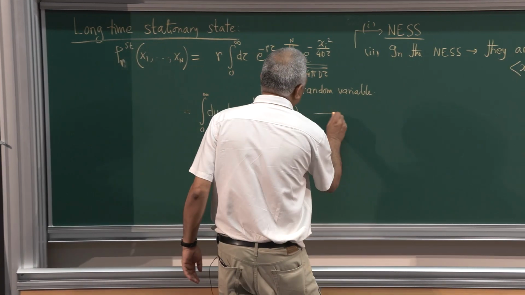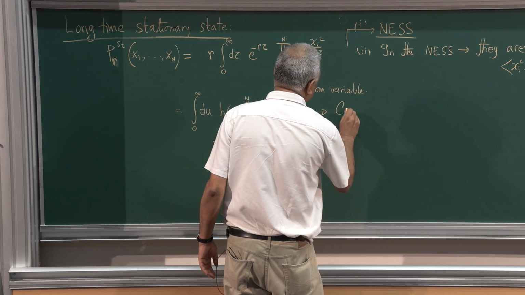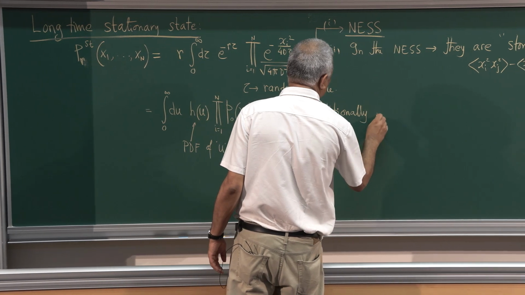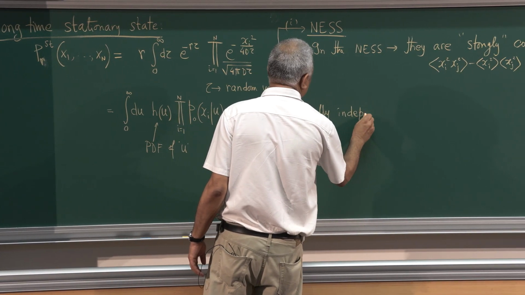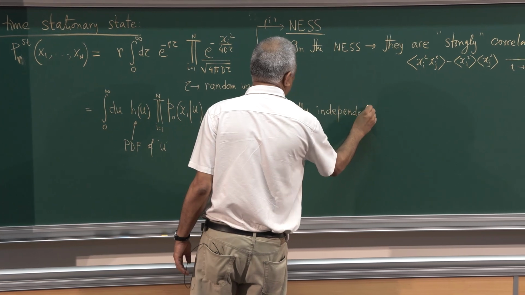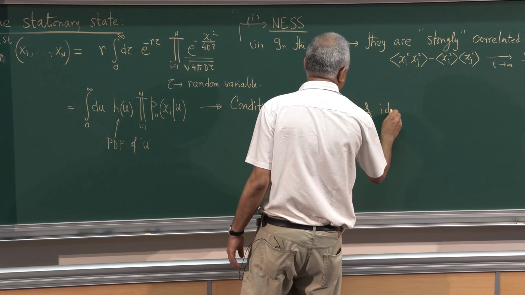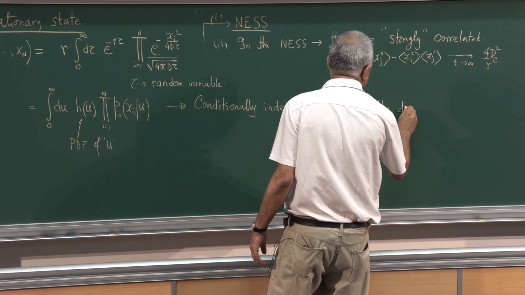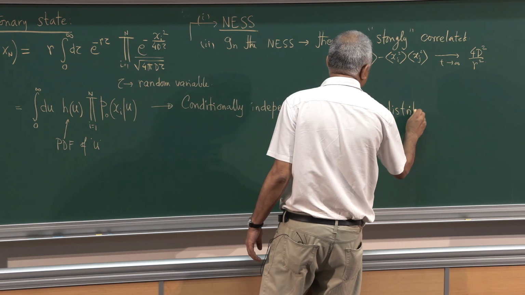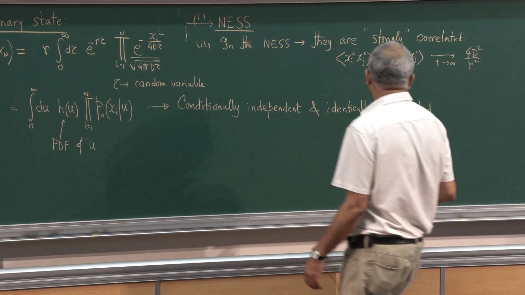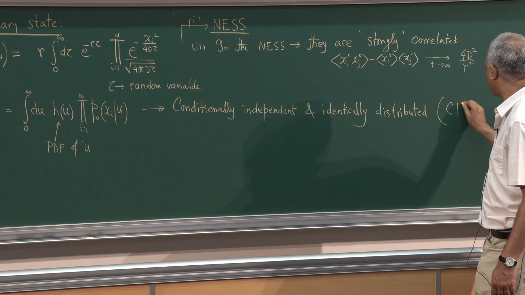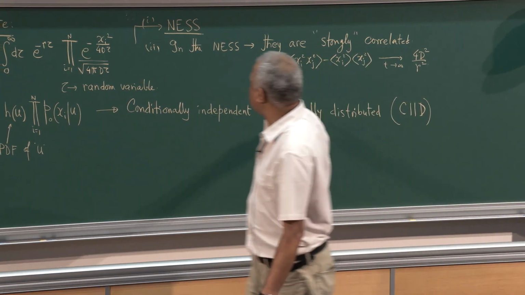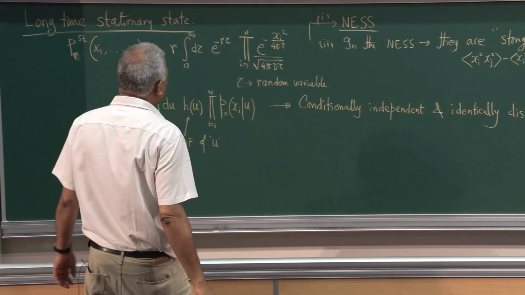This is what we call a CIID structure, or conditionally independent and identically distributed. So it's not IID, but slightly more complicated. And this is a general definition of a CIID structure.